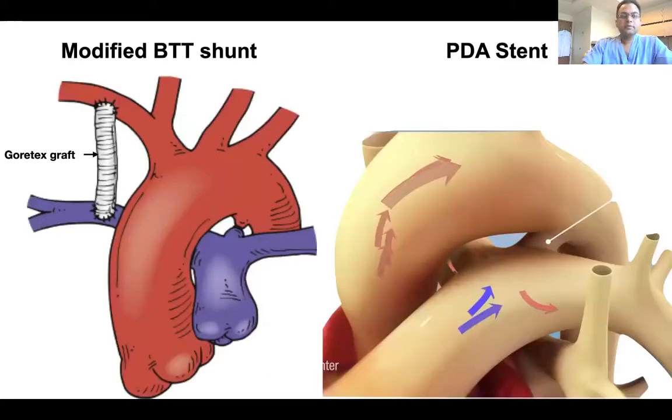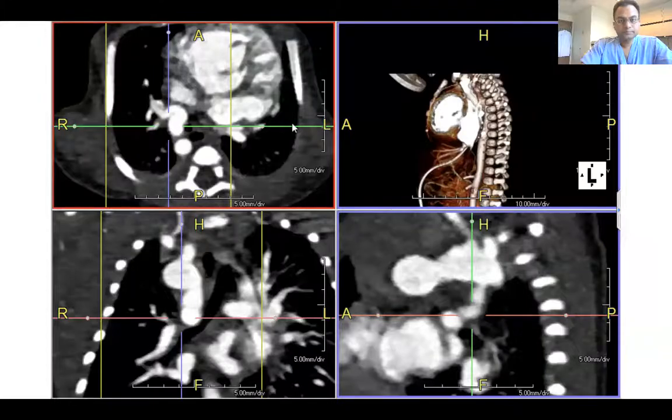Conventionally, this had been in the form of a modified Blalock-Taussig Thomas shunt, which is basically a Gore-Tex tube graft from one of the subclavian or the innominate arteries to the pulmonary artery, as shown in this diagram. And the surgeons usually tie off the patent ductus arteriosus. What we have realized nowadays and proven and published is that we can actually put a stent in the ductus arteriosus and keep it open and therefore avoid an invasive surgical operation for these critically ill newborns.